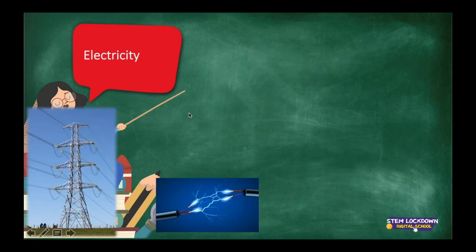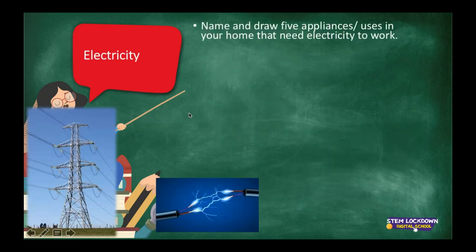All right, electricity. I would like you to name, and draw, but let's just stick to naming for now, 5 appliances or uses in your home that need electricity to work. So look around you where you are right now. What is in your home that needs electricity to work? I've given you my examples already: I've got my fridge, TV, the microwave, the kettle. What about you? What is in your home that needs electricity to work?